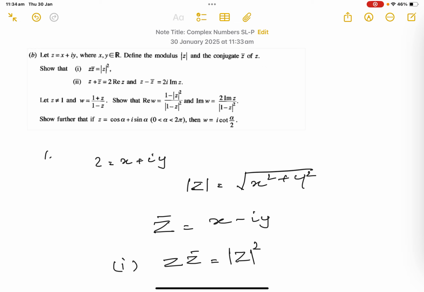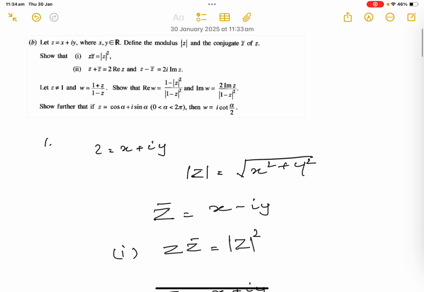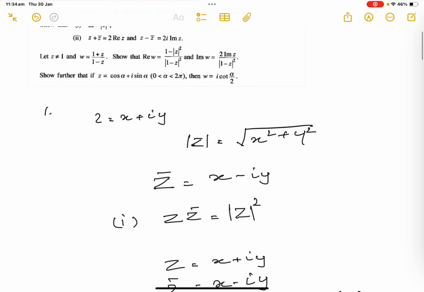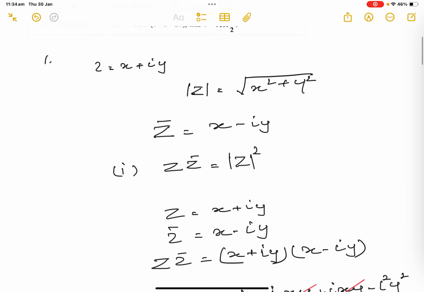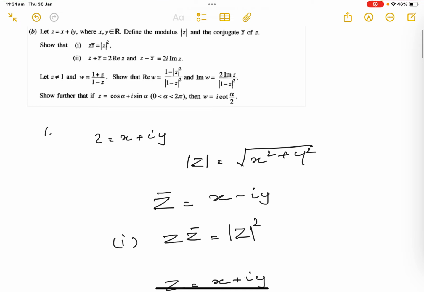So let's deal with the first part. The definition means z equals x plus iy. Of course, the modulus is standard. The basic knowledge is the square root of the real part squared plus the imaginary part squared. That gives us the modulus. And then the conjugate is simply change the sign in the middle. So x plus iy is z, so the conjugate of z is x minus iy. So that we have defined it.